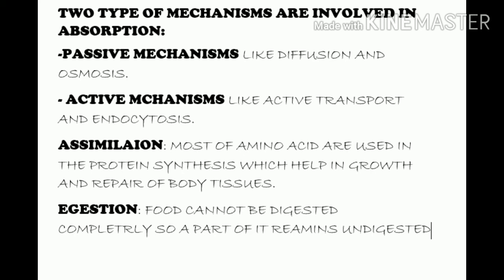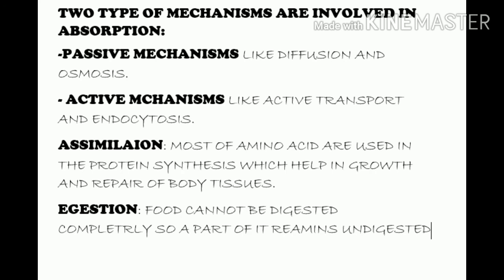Let's discuss assimilation. Most of the amino acids are used in protein synthesis, which helps in growth and repair of body tissue. Excess amino acids are changed into urea in the liver. Most of the glucose molecules act as a respiratory fuel and provide energy for various body functions, while excess glucose is changed into glycogen in liver cells and stored as reserve food. Most of the fats are used in the formation of membranes of new cells, while excess fat is stored beneath the skin. So, let's discuss egestion.